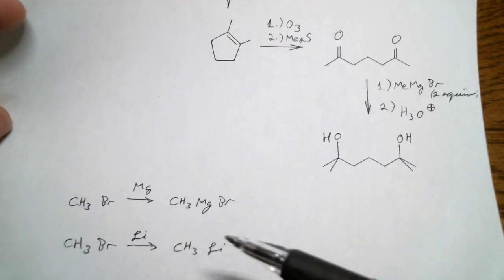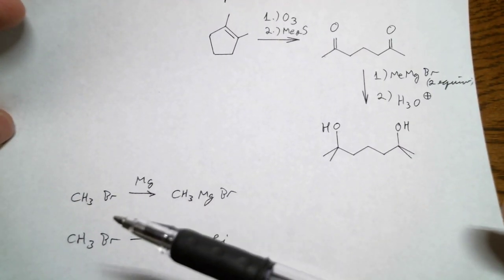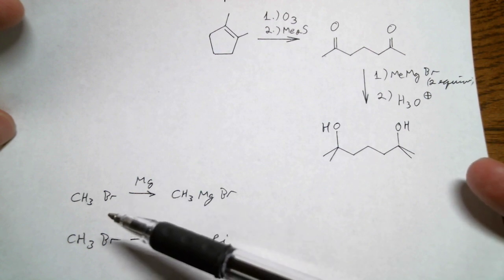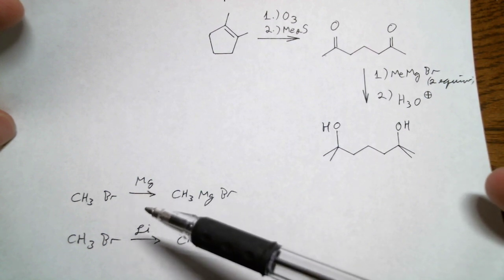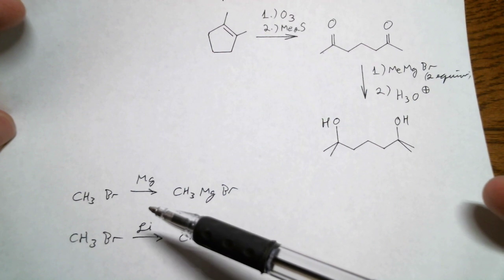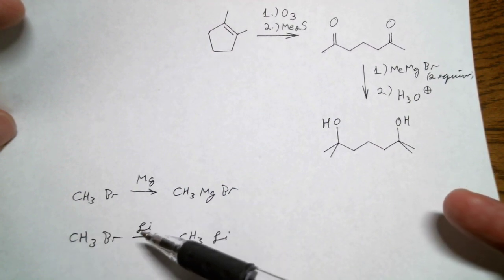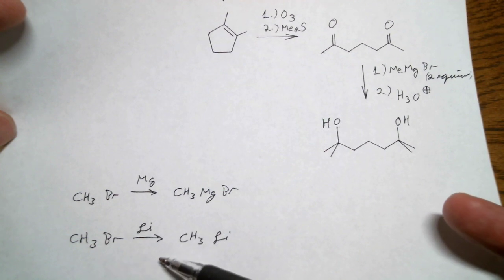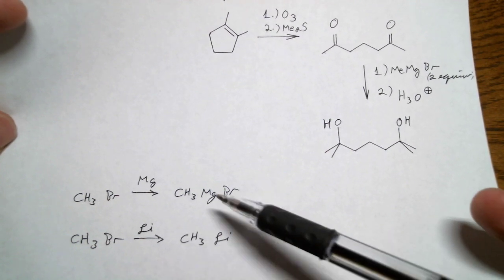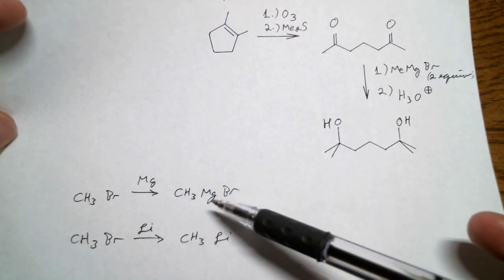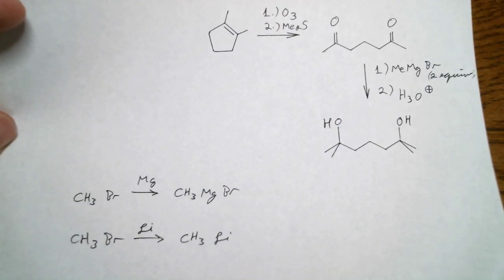Best of luck, of course, and don't forget to make the Grignards, right? Methyl bromide plus magnesium in some ether solvent, like tetrahydrofuran or diethyl ether, or you could just throw in lithium chunks to methyl bromide in THF or diethyl ether, whatever, and you could get your methyl magnesium bromide or methyl lithium.